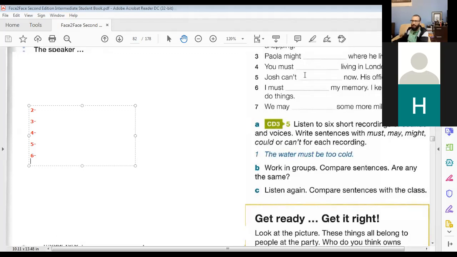So let me take you to the CD. Intermediate track 5. Intermediate CD3 track 5. Let's listen to number 1 as an example. Track 5.